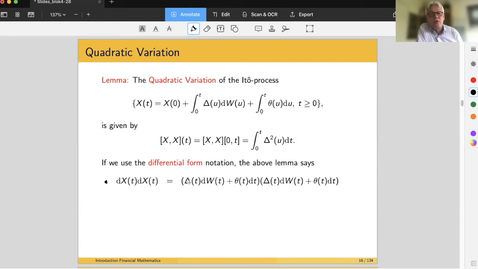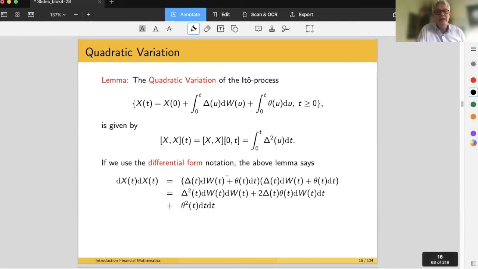So the differential form (delta_t dW_t plus theta_t dt) times, one more time, (delta_t dW_t plus theta_t dt). And we can do this multiplication: the first term times the first term, the first term times the second term, the second term times the first term, and the last terms all together. And if we do that, we see the following. It's delta squared_t (dW_t)^2. So we recognize again something which we know how to handle.